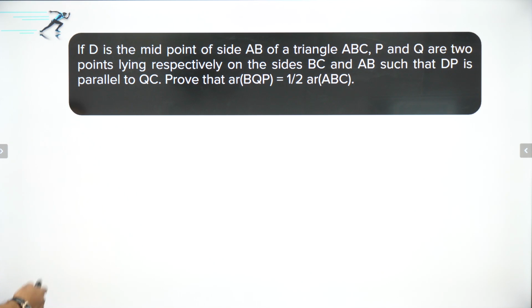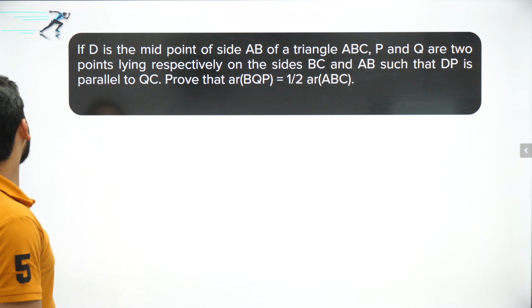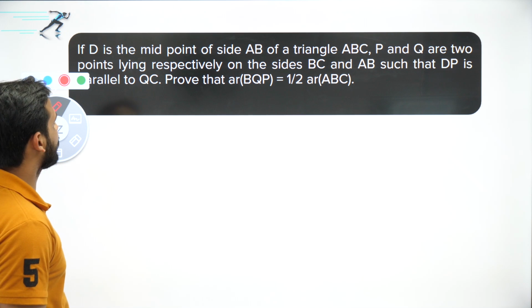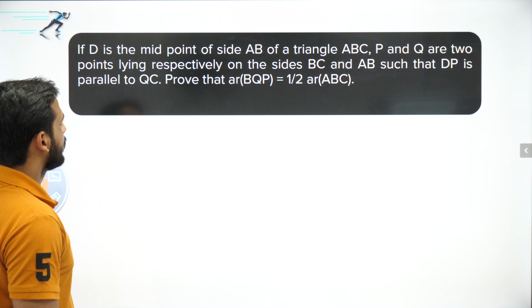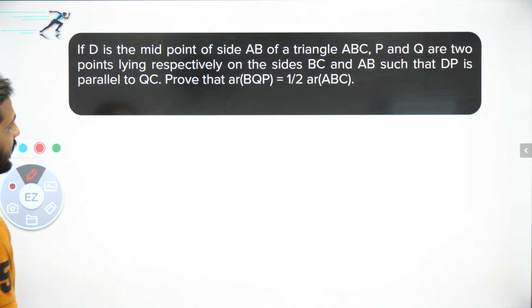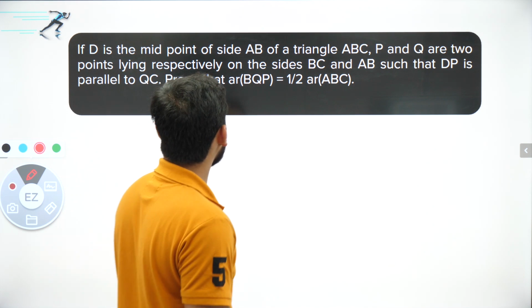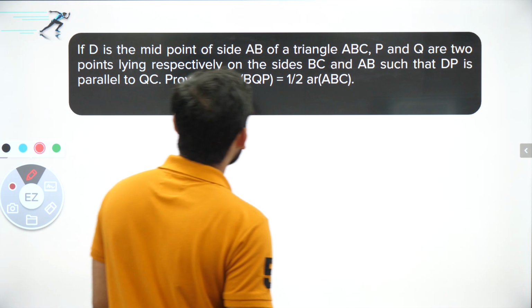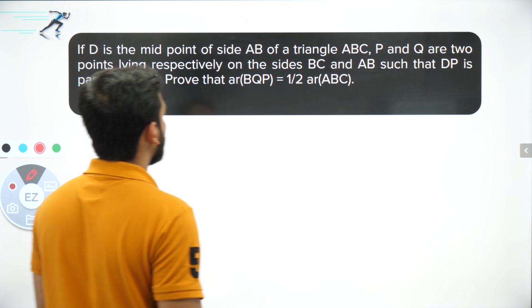The next question we have is this. D is a point on side AB of a triangle ABC, and P and Q are two points lying respectively on the sides BC and AB such that DP is parallel to QC. Prove that the area of triangle BQP is equal to half the area of triangle ABC.